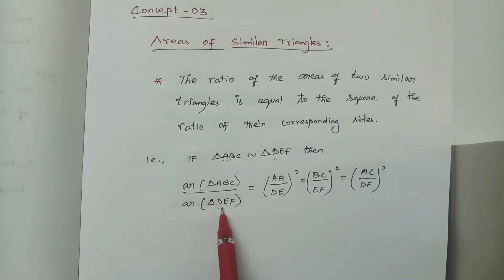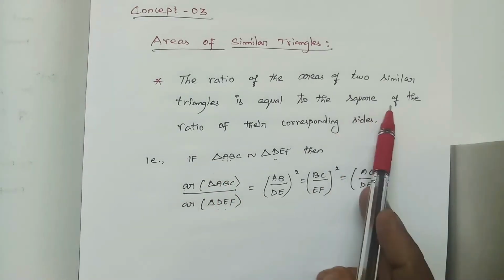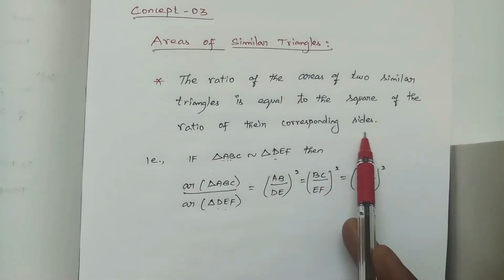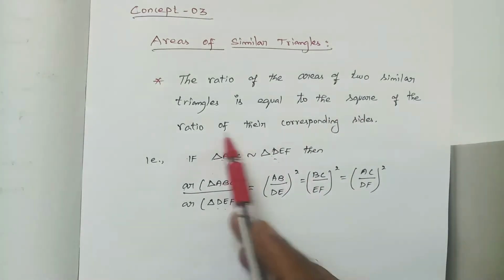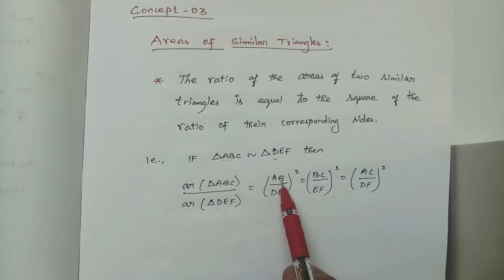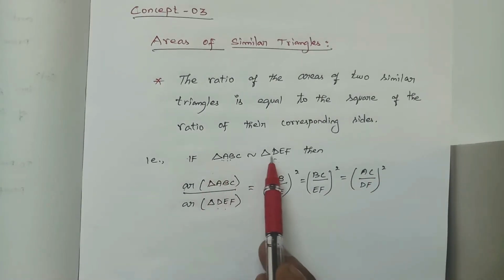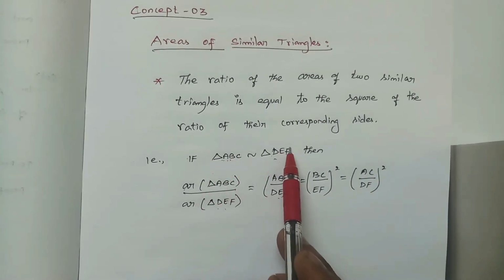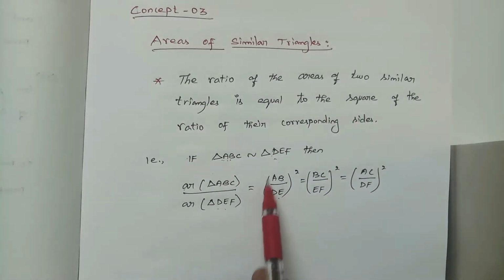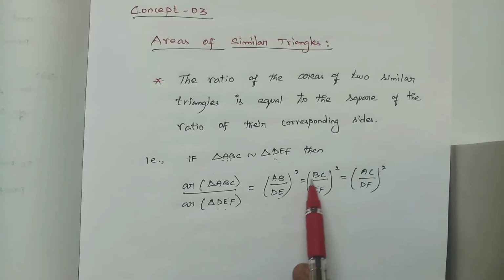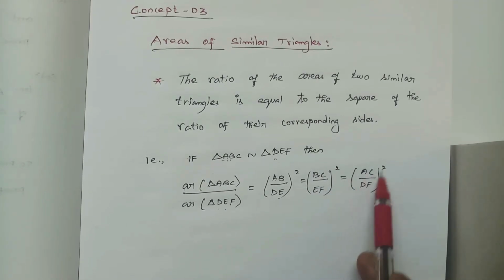The ratio of area of two triangles is equal to the square of the ratio of their corresponding sides. The ratio of the corresponding sides is nothing but, for these two triangles, AB by DE, BC by EF and AC by DF, right? Square of that is very important. So AB by DE the whole square is equal to BC by EF the whole square is equal to AC by DF the whole square.